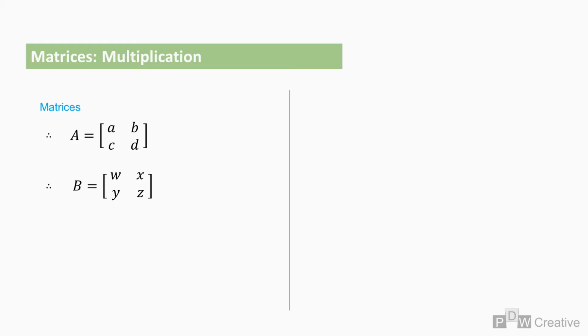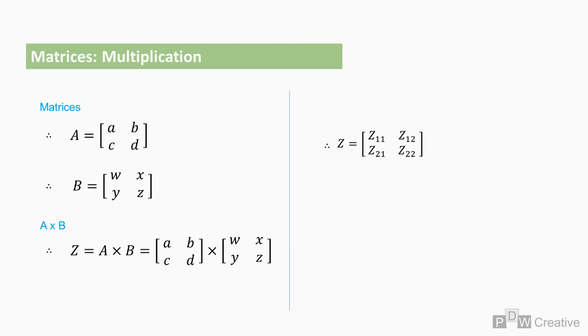Let's take matrices A and B, two 2x2 matrices. A times B is written as shown. Okay, so straightforward so far. Now let's construct the resultant Z matrix. Z is going to be a 2x2 matrix.